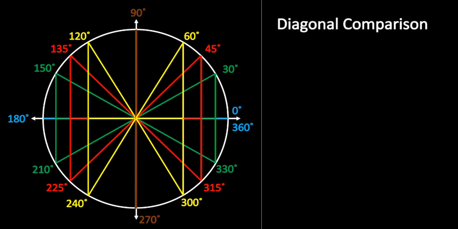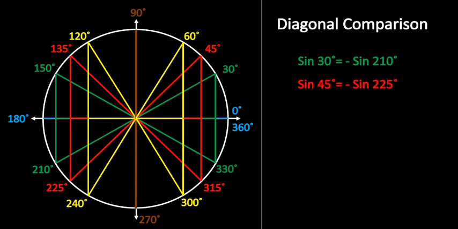Diagonal comparison. Note that the length of the vertical green line in the first quadrant is equal to the length of the vertical green line in the third quadrant, but both the lines have opposite direction. The vertical green line in the first quadrant is headed toward the positive y-axis, whereas the vertical green line in the third quadrant is headed toward the negative y-axis. It means sine of 30 degrees is equal to minus sine of 210 degrees.